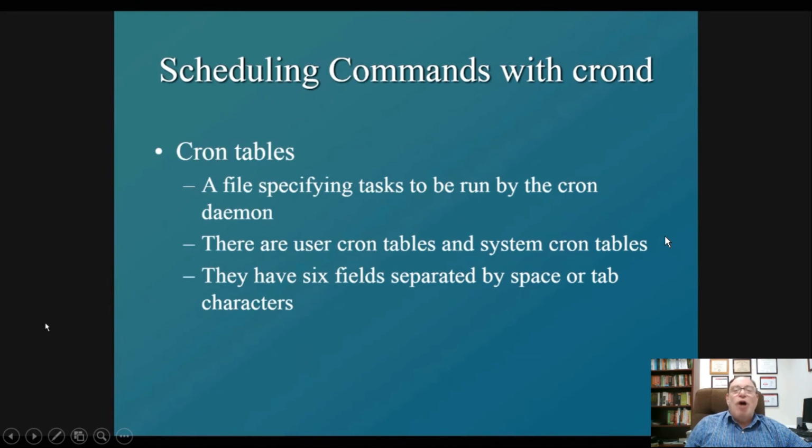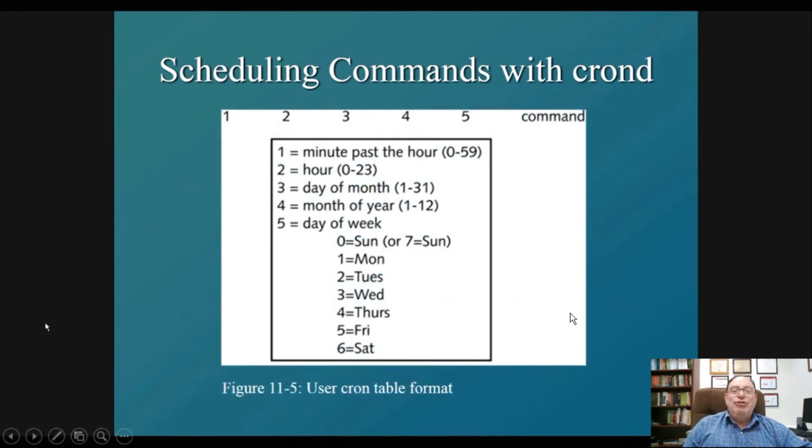Scheduling commands with crond is a very similar thing. We sometimes call them cron jobs or chronological jobs. This is using what they call the cron daemon, which is another type of scheduler. And what you do then is you use the cron tables or the system cron tables. They're made up of 6 fields separated by a space or tab characters. And we'll take a little bit of a closer look at that.